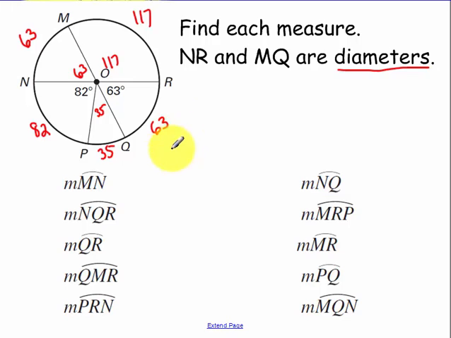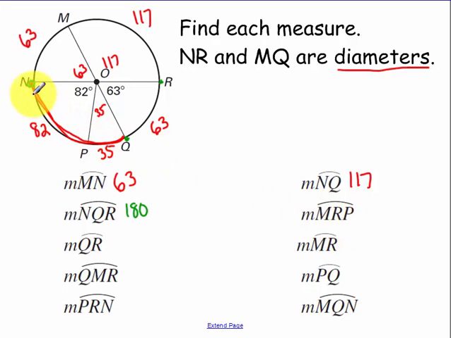So now it's just a matter of filling in. I've labeled each one of the arcs so that we know. Arc MN would be this arc here, which is 63. Arc NQ is going to be 82 plus 35. NQ would be this arc here, so that would be 117. Arc NQR, well, that's a semicircle, so that's 180. That one's easier.